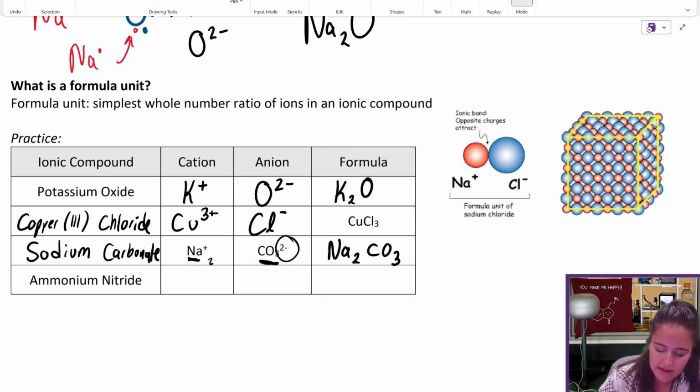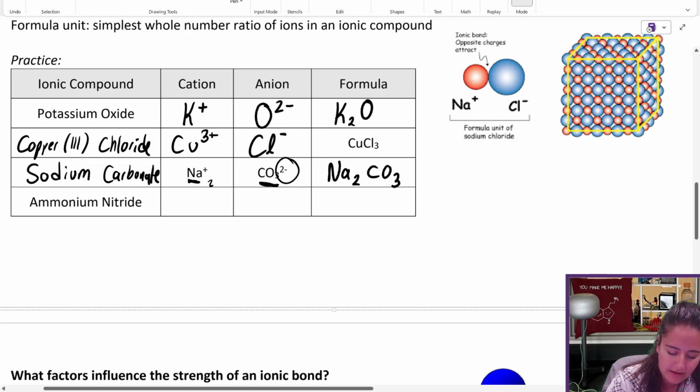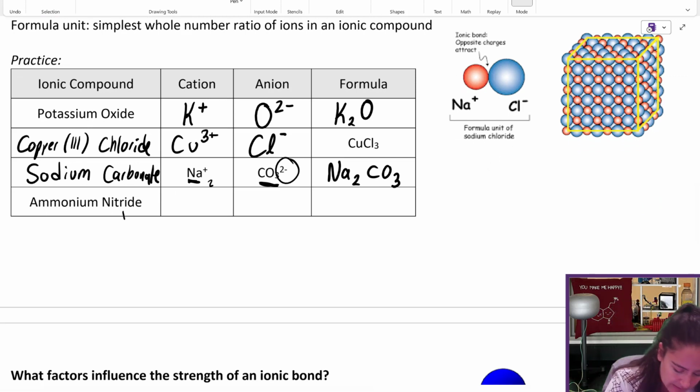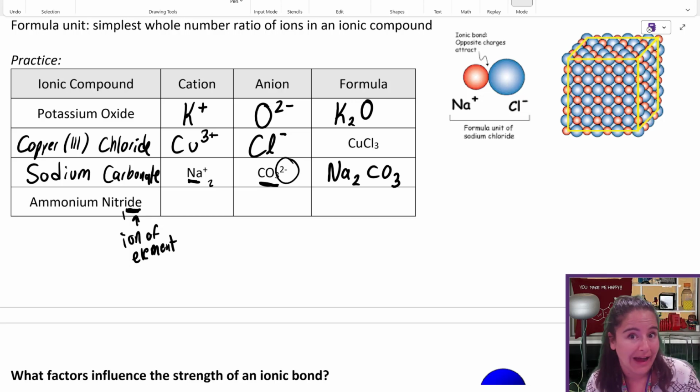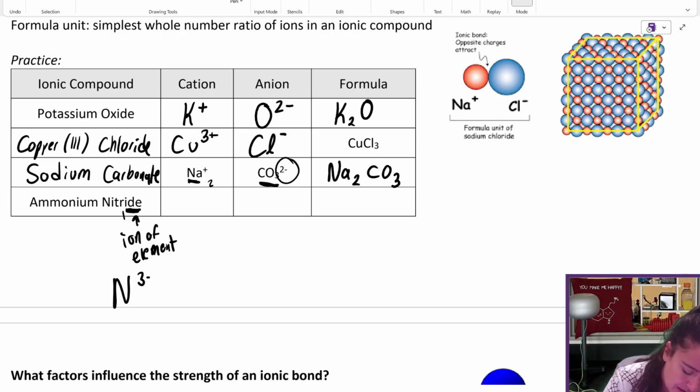Okay. And then ammonium nitride. Nitride is a nitrogen ion. Okay, so ide means an ion of an element. Whenever it's ide, that's what it's going to be, like chloride, oxide. So a nitride ion is a nitrogen ion. Nitrogen has 5 valence electrons because it's in group 15. So when it gains, it'll become an N3-.